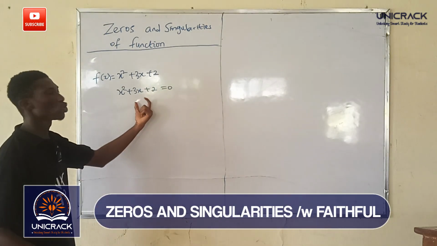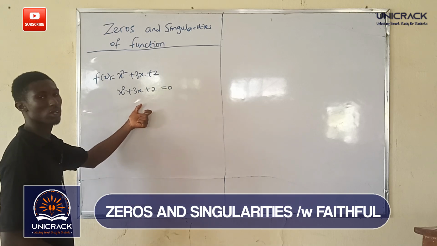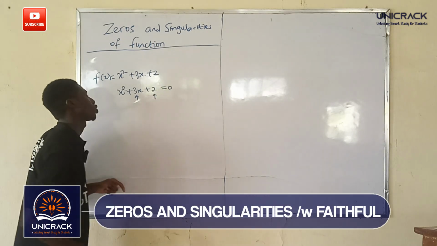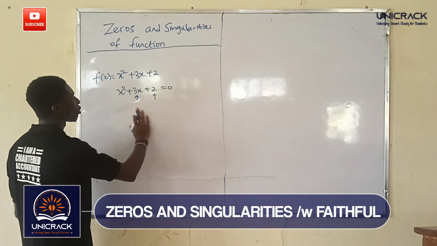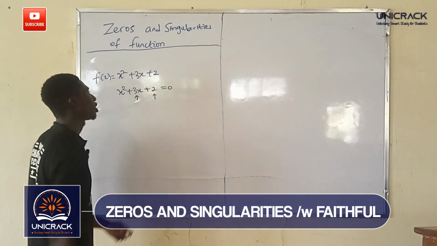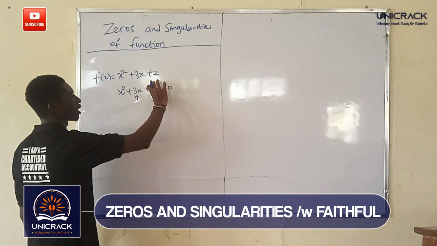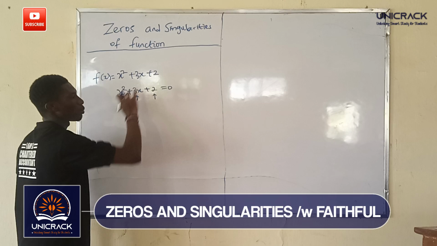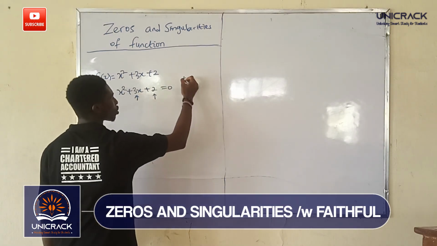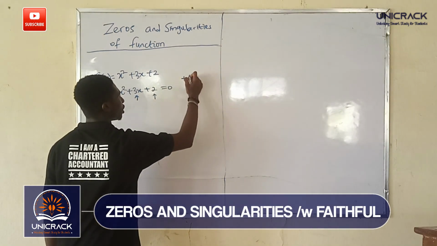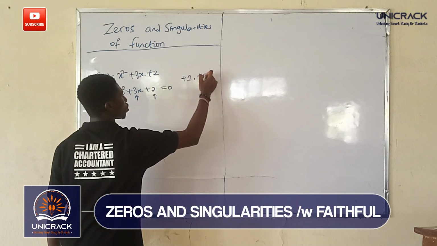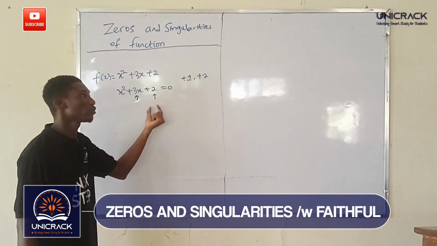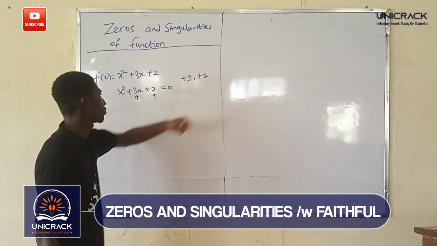To solve for x, we'll use the factorization method because it will be much faster. So this is what we call the sum of the roots, and this is what we call the product of the roots. Since this is the sum and this is the product, it means we need two numbers that when we multiply them, we'll get a positive 2, and when we sum them up, we'll get a positive 3. And those numbers will be positive 1 and positive 2, because positive 1 times positive 2 gives me a positive 2, and positive 1 plus positive 2 gives me a positive 3.